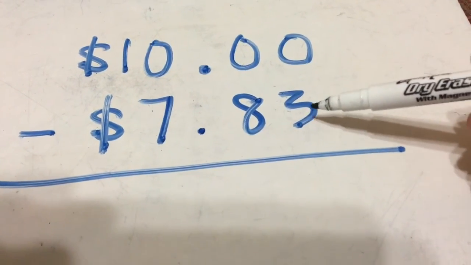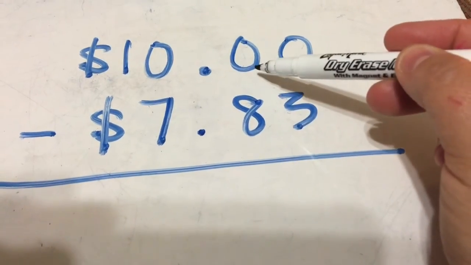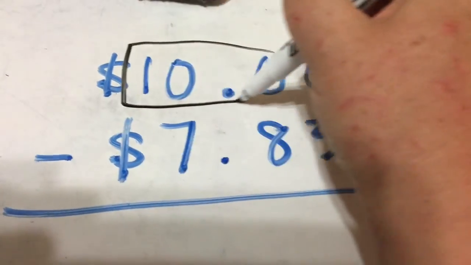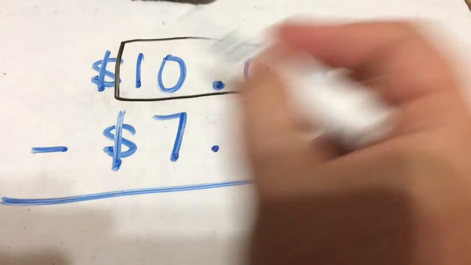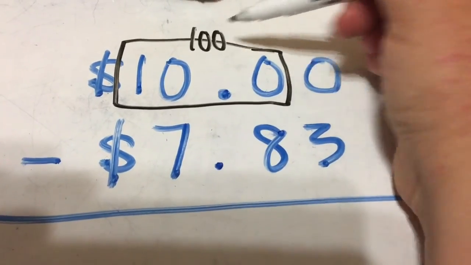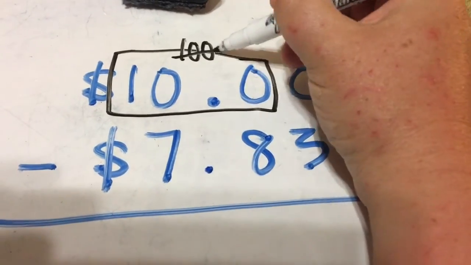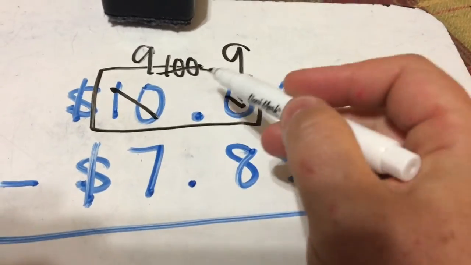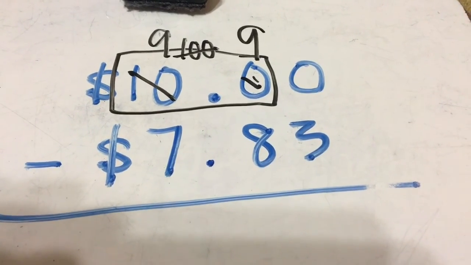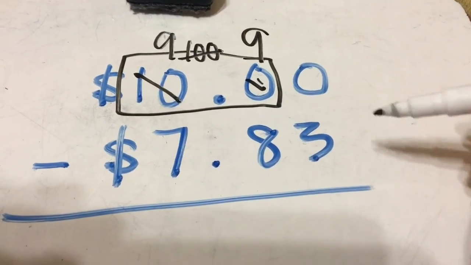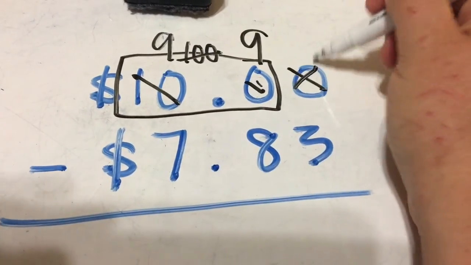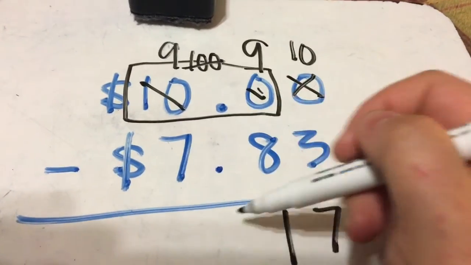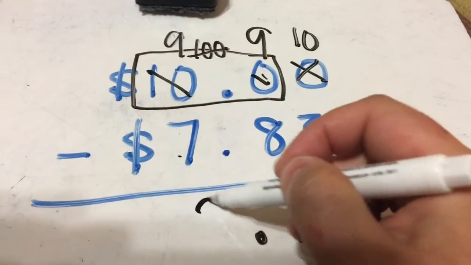All right, so I cannot take 3 away from 0, so I go next door and there's nothing. And then there's nothing again. Oh my goodness, what are we going to do? So I look at this as 100. If I take 1 away from 100, I get 99. So this becomes the 9 and this becomes the 9. Okay, your parents are going to say this is a weird way that Mrs. Wargo does it. I do it to cut out a step to make it less confusing, I hope. This 0 here becomes a 10. 10 minus 3 is 7. 9 minus 8 is 1. Bring down my decimal. 9 minus 7 is 2.